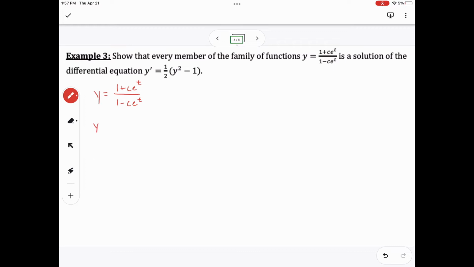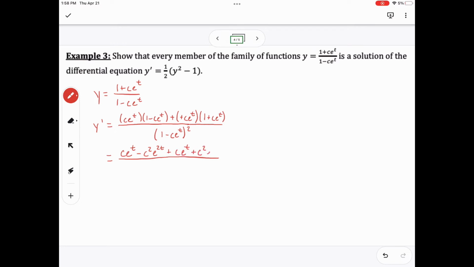Example 3 here is wanting us to show that every member of the family of functions y equals 1 plus c times e to the t divided by 1 minus c times e to the t is a solution of the given differential equation. To do that for this one, like we did before, I need to take the derivative of y. Because it's division, I'll have to use the quotient rule. So remember, the derivative of the top times the bottom minus the derivative of the bottom times the top, and then divided by the bottom squared.